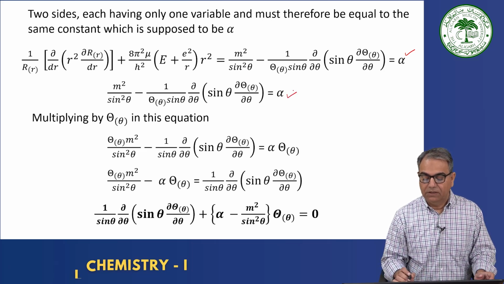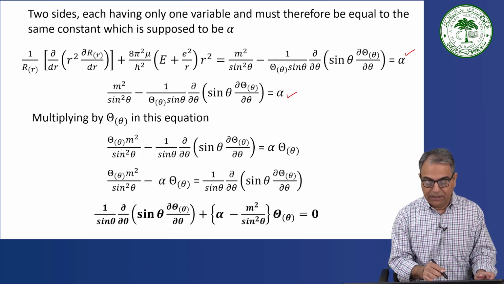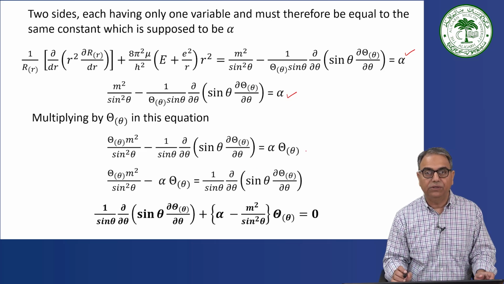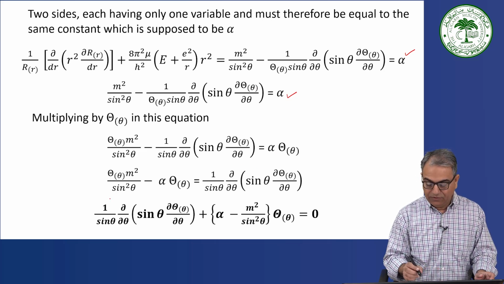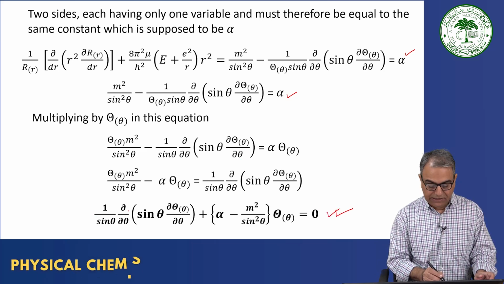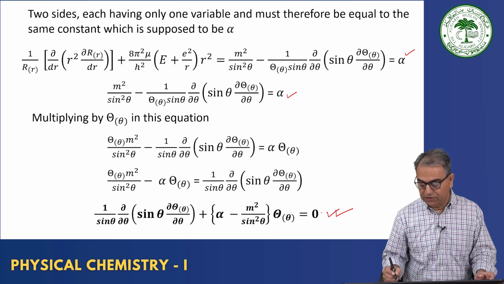Now simplify this equation. If you multiply by theta theta, what do you get? You get theta theta m square by sin square theta, minus 1 by sin theta del by del theta sin theta del theta theta by del theta, equal to alpha times theta theta. Again you rearrange, and what you get is this equation: 1 by sin theta del by del theta sin theta del theta theta by del theta plus alpha minus m square by sin square theta, times theta theta, is equal to 0.